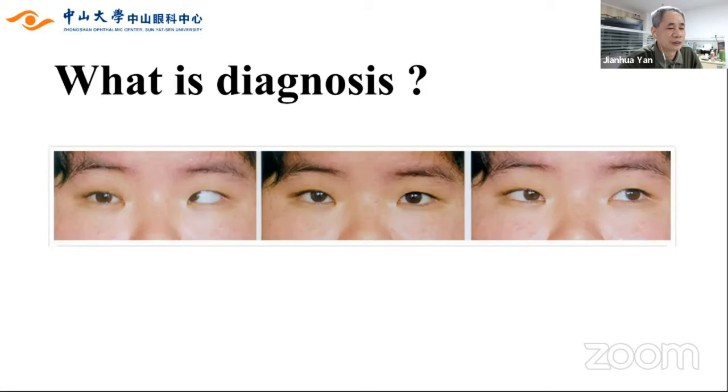What's the diagnosis of this patient? She's a female, about 30 years old. In the primary position, she has no strabismus. The right eye cannot move both outward and inward, especially the deficit of abduction of the right eye. When she looks to the right or the left side, she has double vision.